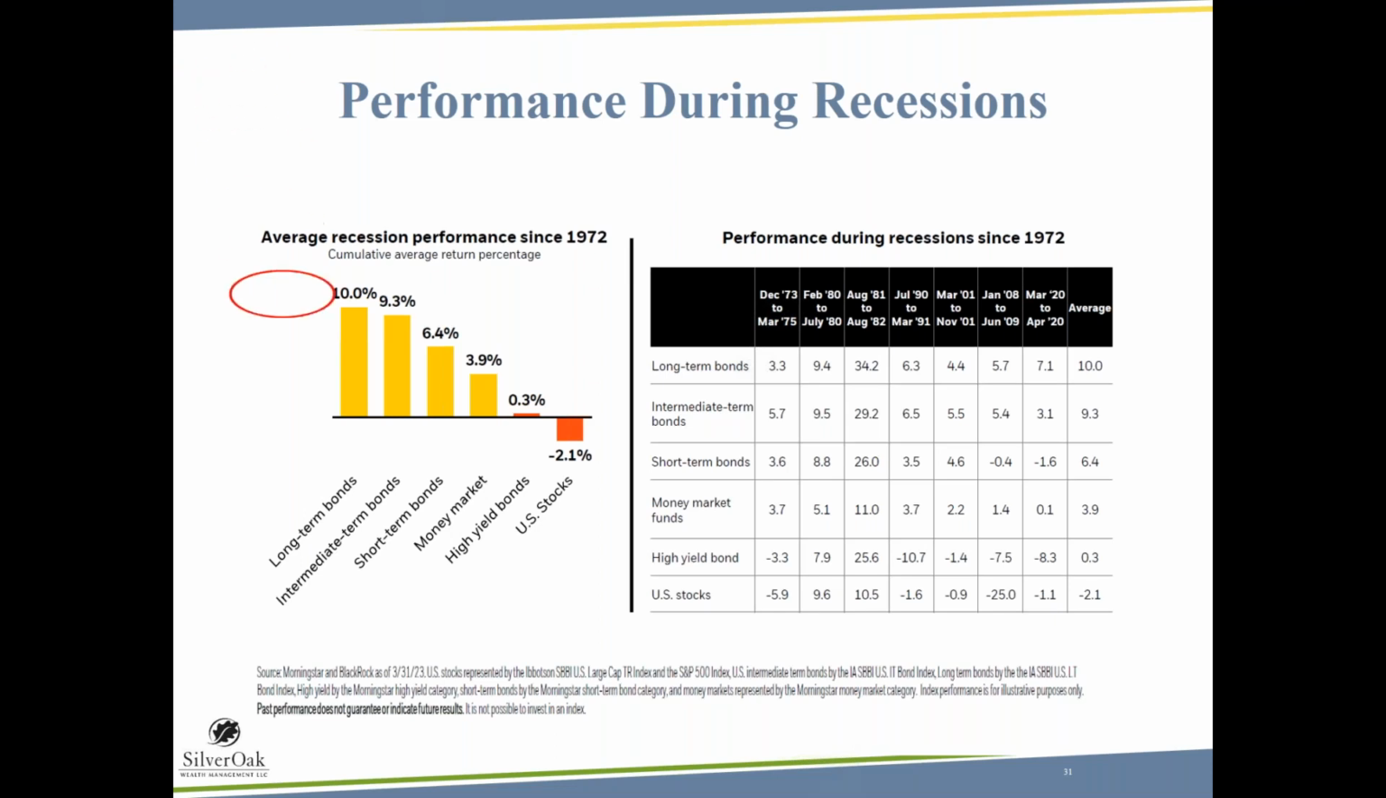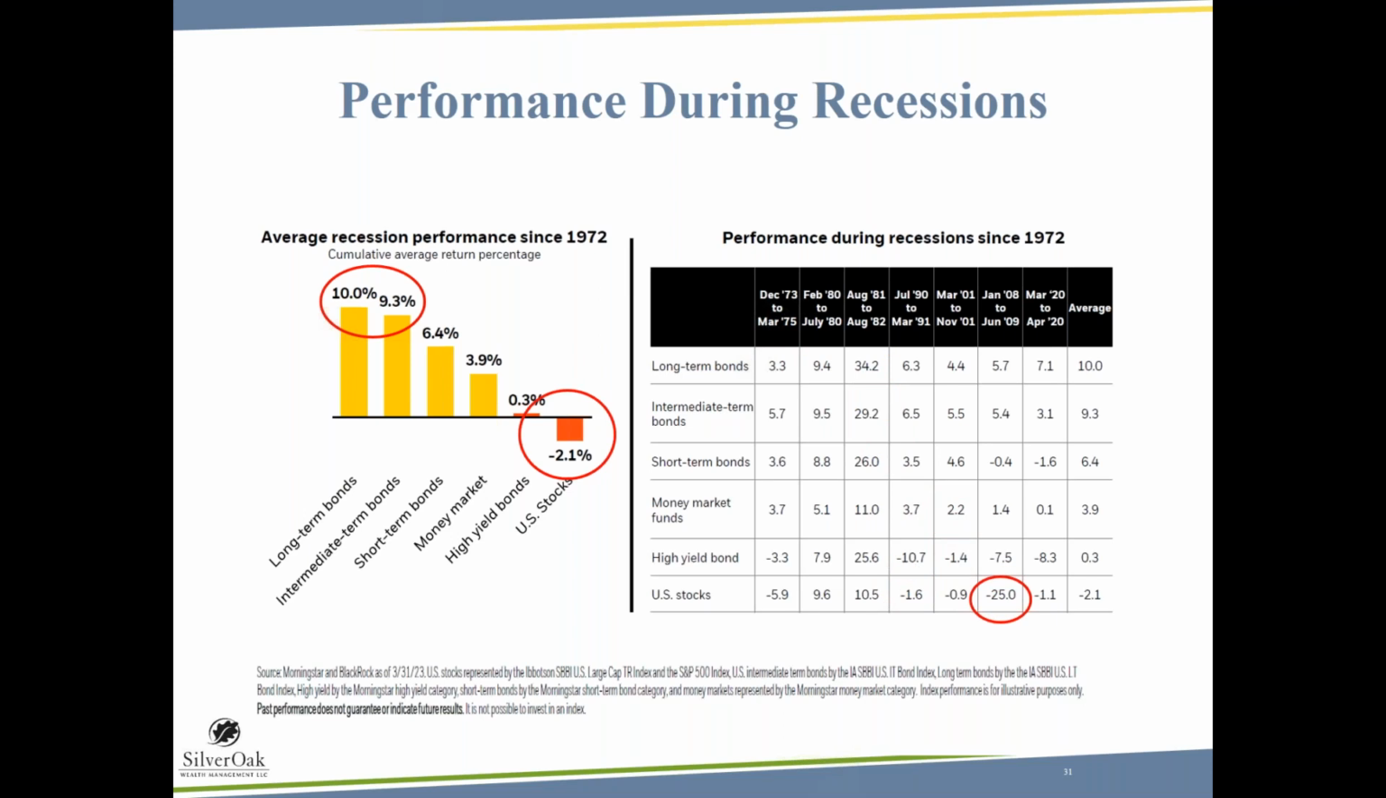So walk us through this, Jonathan. So going back to 1972, the average recession performance for long-term bonds is 10%, and for intermediate term bonds, so thinking that 10 to 15 years, is 9.3%. Now stocks, on the other hand, are negative. Maybe not as negative as people think, but nevertheless, the average is negative 2.1%.